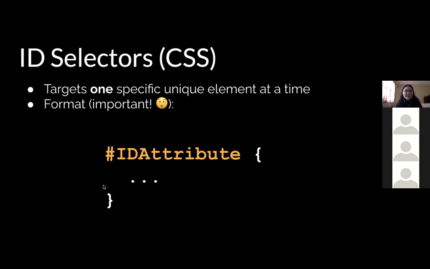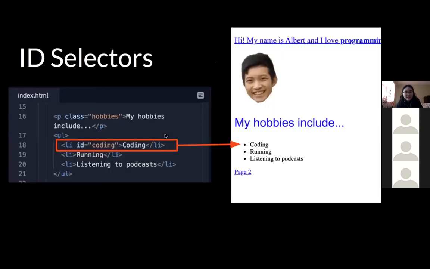And for the same thing, the ID selectors in your CSS file, you need to put something right before it. In this case, it's the hashtag or pound sign, whatever you want to call it, and then your ID attribute, so the name of your ID. Going back to this slide, it would be hashtag first, hashtag second, hashtag third. Again, format is important. So here's a visual example.